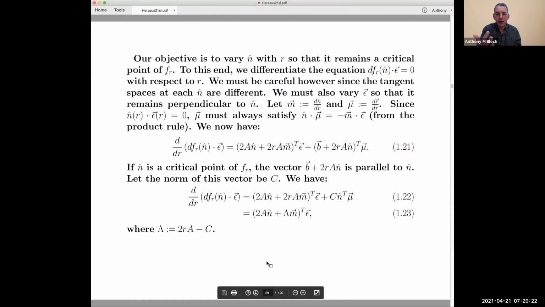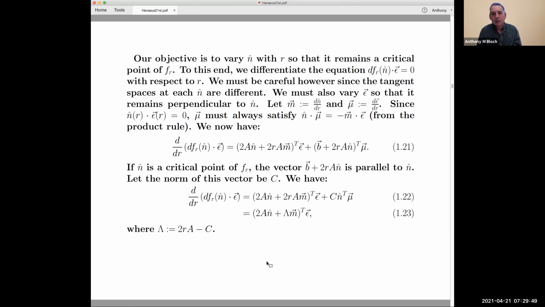So the idea is to vary n hat with r so that it remains a critical point of fr. We want to make sure we're getting the maximum speed as we move outwards. So we differentiate df with respect to n as we move outward. We have to take into account that the tangent spaces at each n hat are different, and we must also choose the variation so that it remains perpendicular to n hat. That's the basic game. We basically maximize our radial speed.